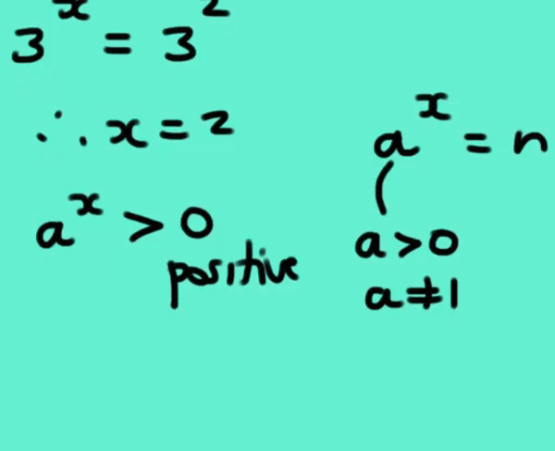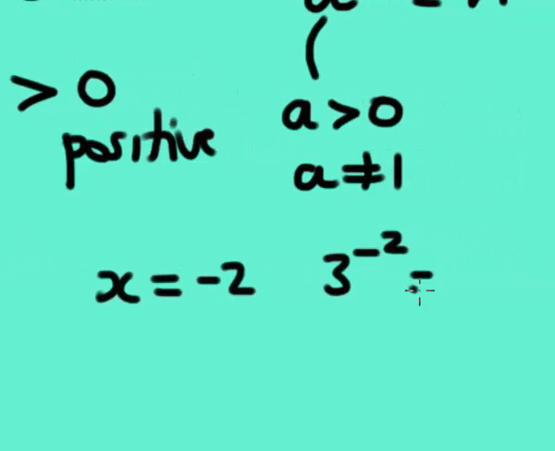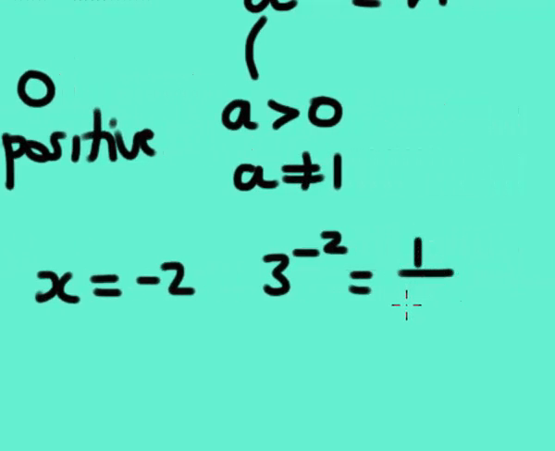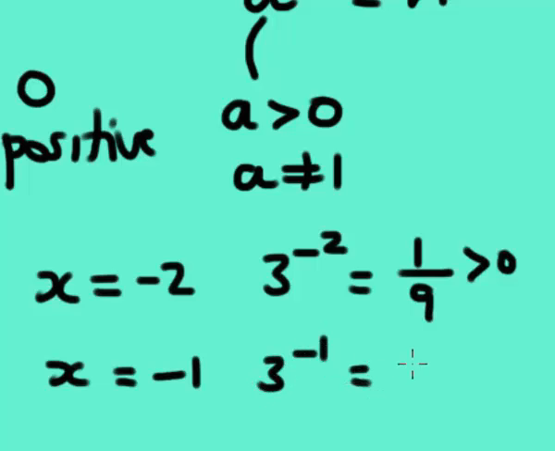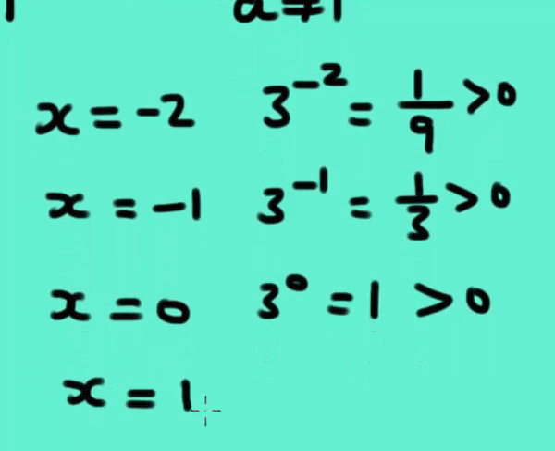Now, just to prove that this is positive, take the expression 3 to the x. I want you to pick some x values. Suppose you had x is equal to negative 2. What do you have? 3 to the negative 2 is 1 over 3 squared, which is 1 over 9, which is positive. If x is equal to negative 1, that would be 3 to the negative 1 is 1 over 3, which is positive. If you have x equals 0, 3 to 0 is 1, which is positive. And if x is equal to 1, 3 to the 1 is equal to 3, which is positive.